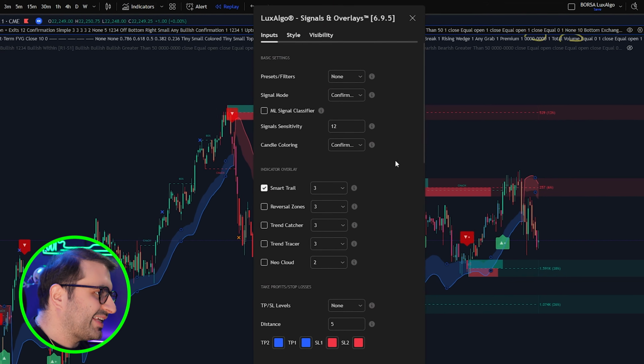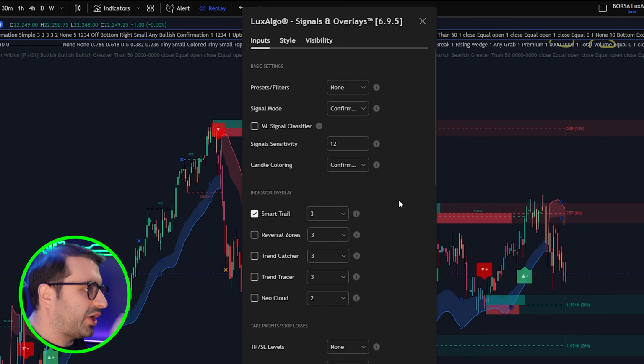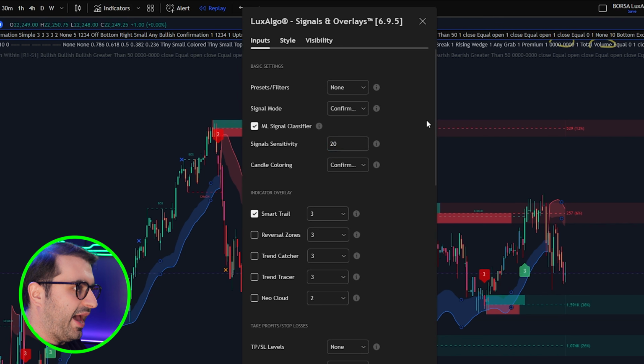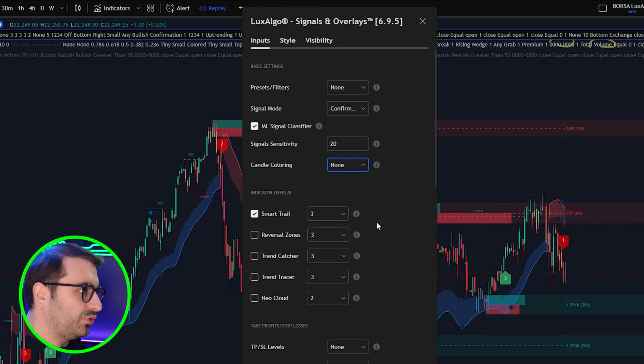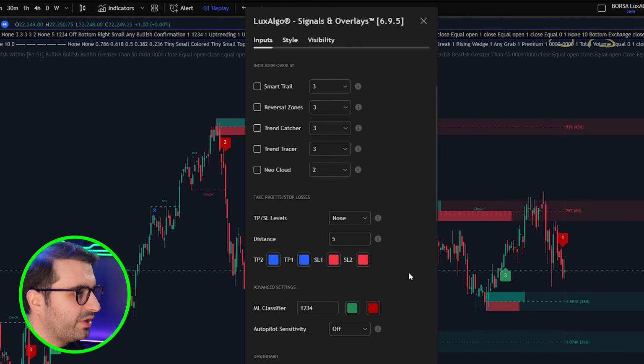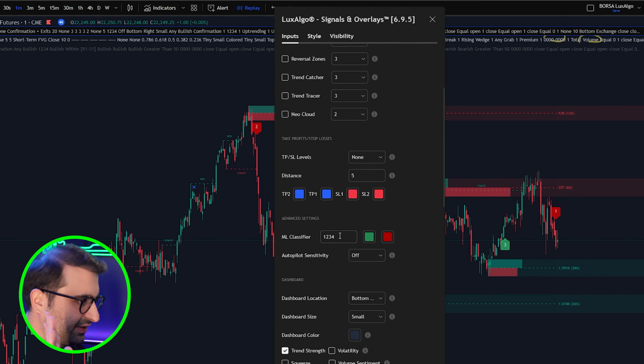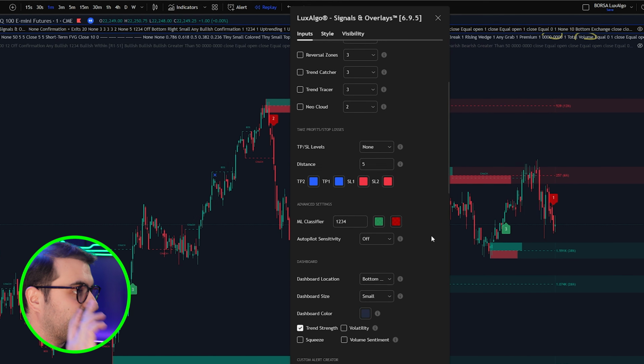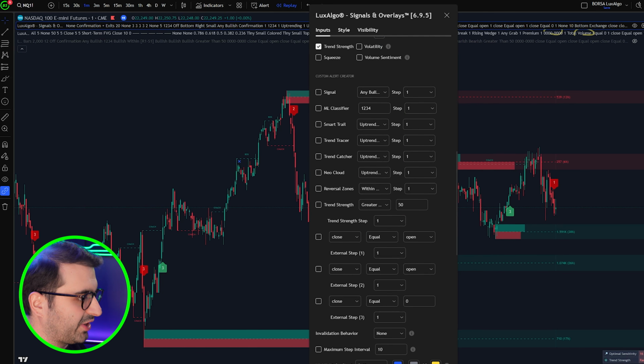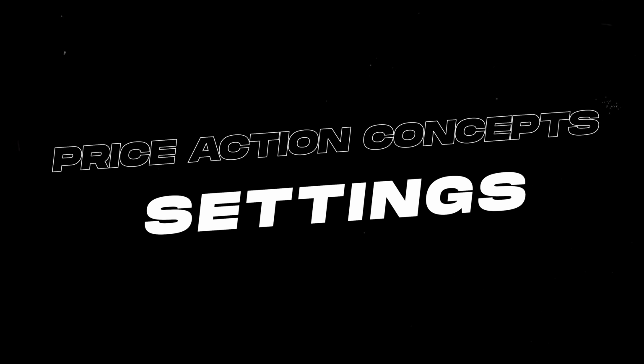Please follow my exact steps to get the same chart as me. We will enable the ML signal classifier, and as you remember, this was 20, and we will set candle coloring to none. We will see the candles in their own color, whether green or red. We will disable everything that pops up here, and go down and change the ML classifier to 1, 2, 3, 4 if it is not like that. That's everything you need to do. Just hit the OK button.